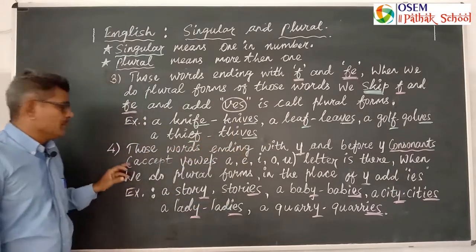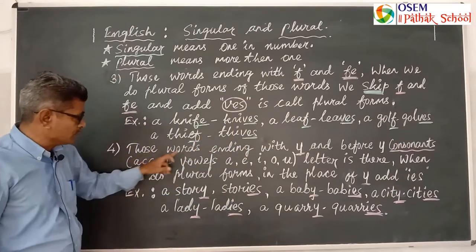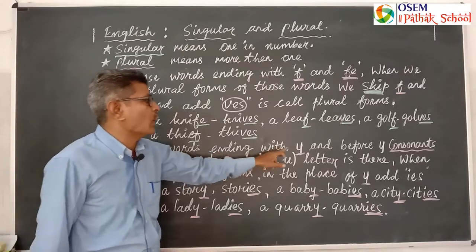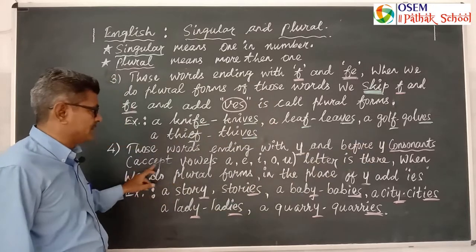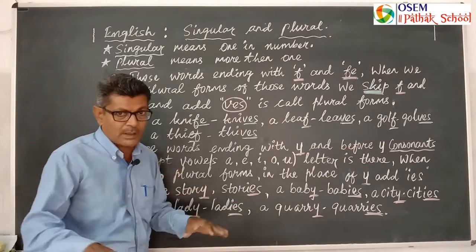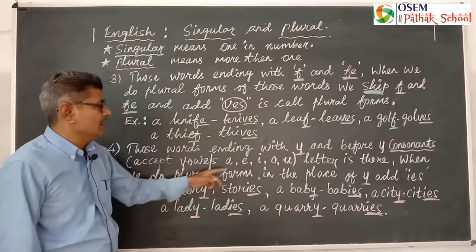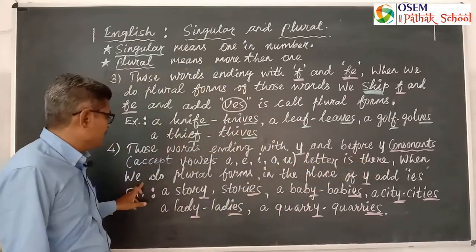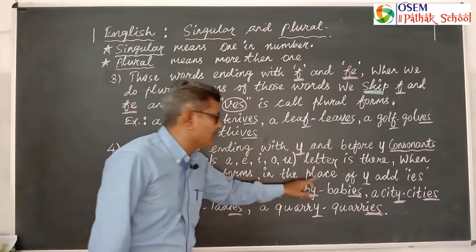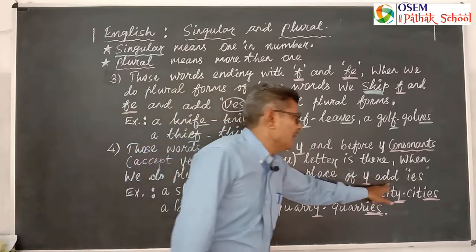So rule number 4. Those words ending with Y, where before the Y there is a consonant, except the vowels. I'm not talking about the vowels A, E, I, O, U. So when we make plural forms, in place of Y, we have to add I-E-S.